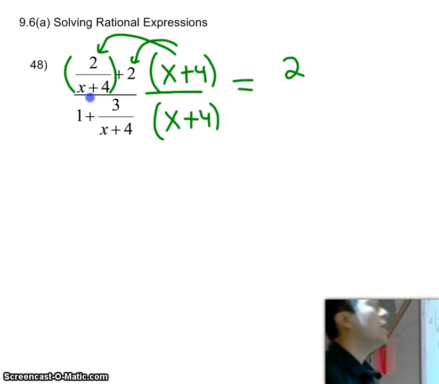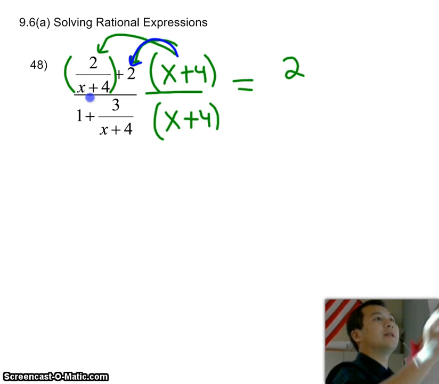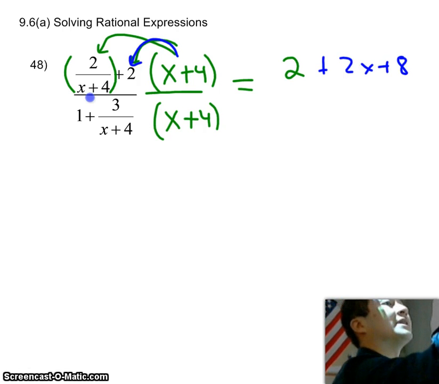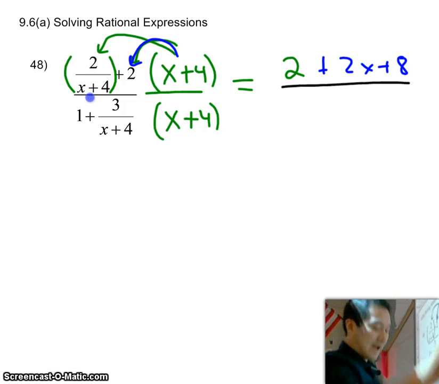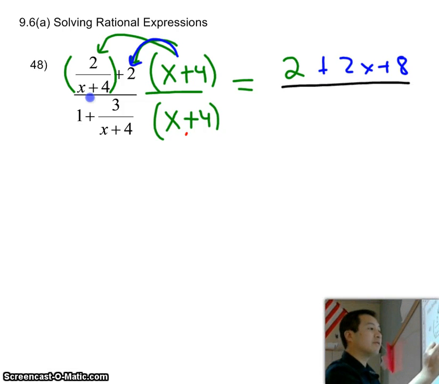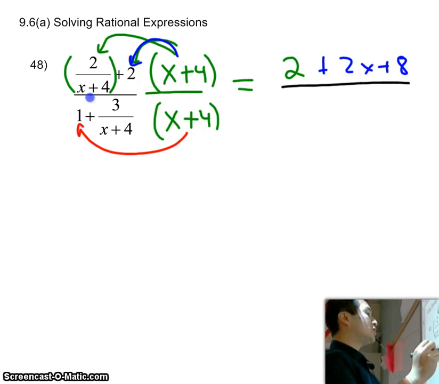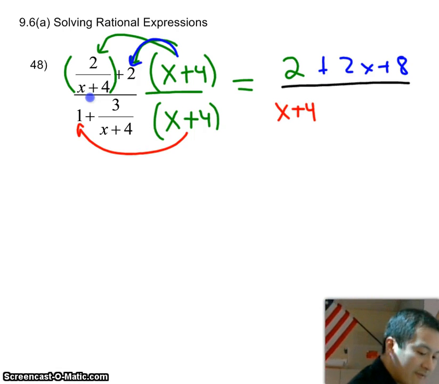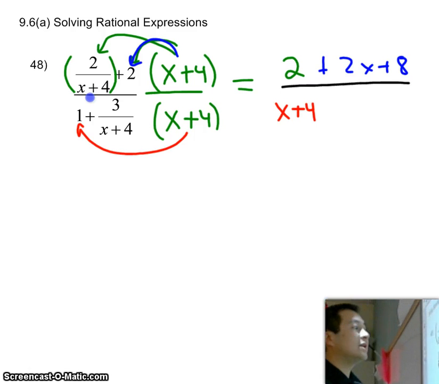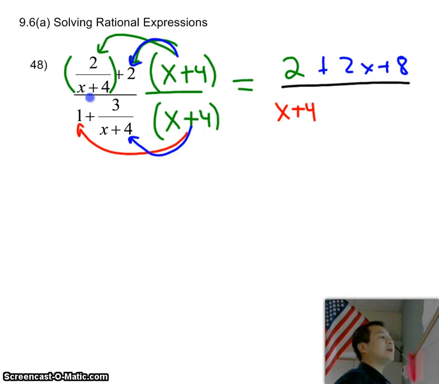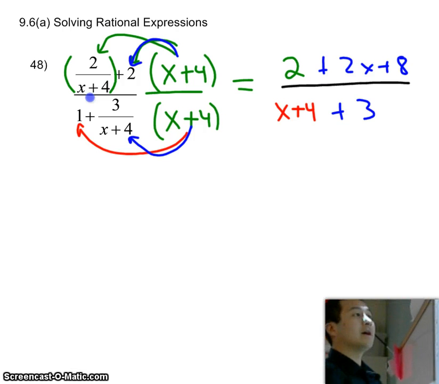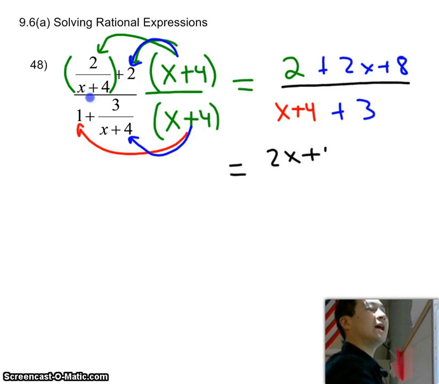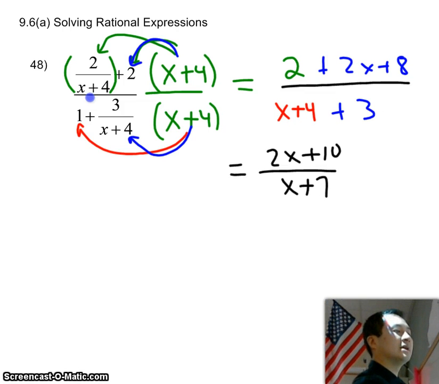Alright. What is x plus 4 times 2? That is 2x plus 8. So far, so good. Divided by, what is x plus 4 times 1? That is just x plus 4. And finally, what is x plus 4 times 3 over x plus 4? The x plus 4 cancels, leaving just a 3. My top is 2x plus 10. My denominator is x plus 7.